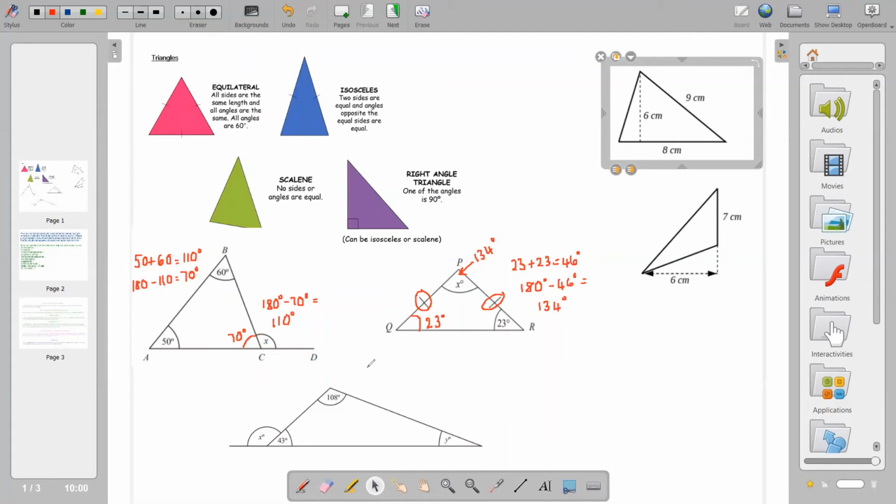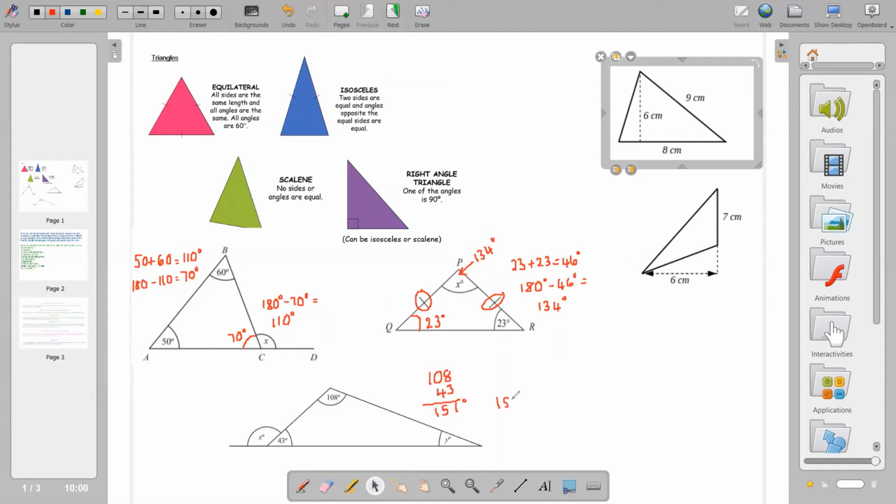Now, coming down to this one here, we have two missing angles. So I need to find my straight line angle here, the exterior angle, and I also need to find my interior angle Y degrees here. So we have 108 degrees and 43 degrees in here already. So 108 add 43 is going to give me 151 degrees already in my triangle.